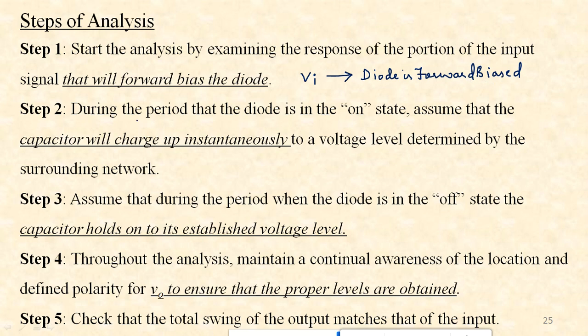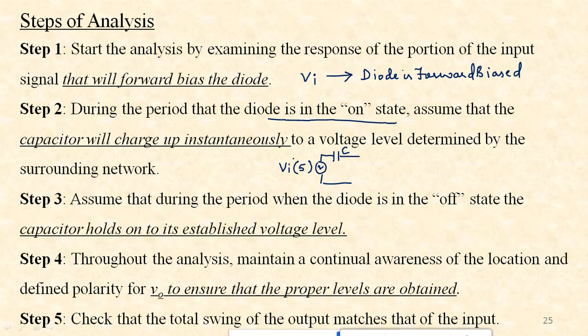Next, step 2. During the period that the diode is in on state, assume that the capacitor will charge up instantaneously to a voltage level determined by the surrounding network. What does that mean? Say for example, we are applying some input signal and its amplitude is 5 volts. The moment I apply the input signal, and let me assume that there is a capacitor here, we'll have to consider that this particular capacitor C charges instantaneously, to the voltage level determined by the surrounding network.